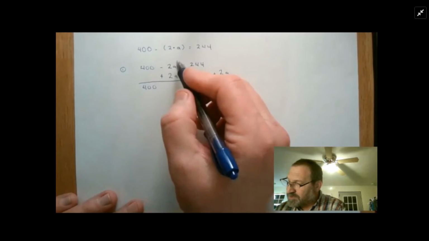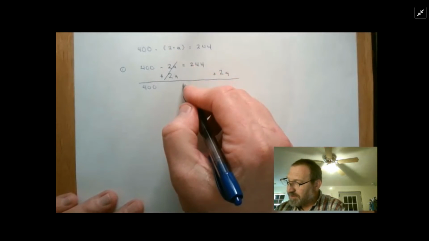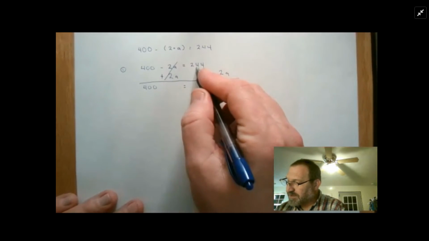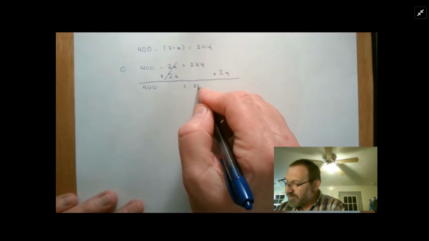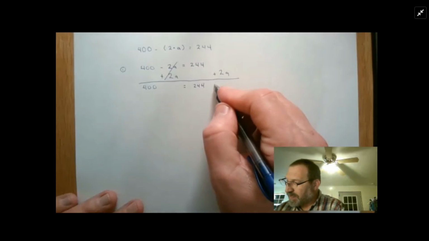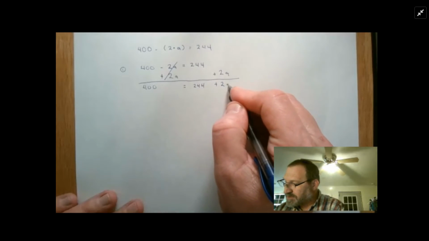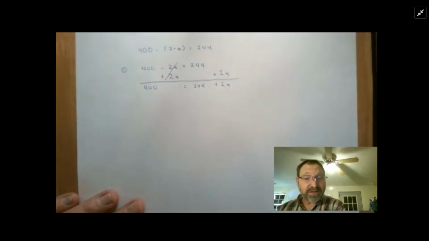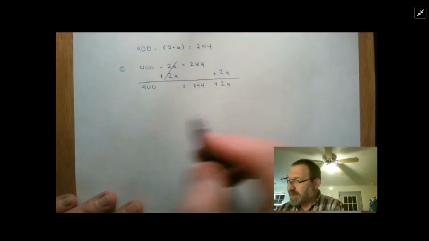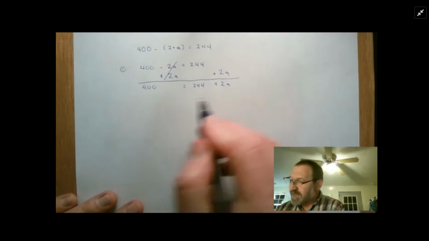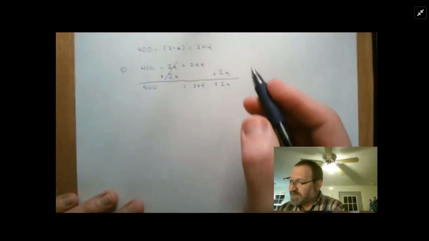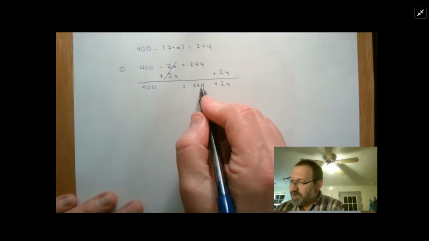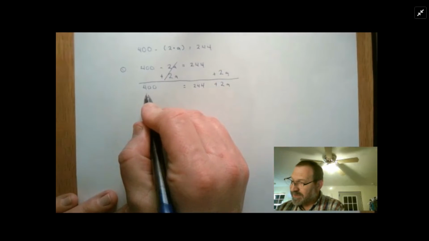Minus 2a plus 2a cancels out. Our equal sign comes down. 244 comes down, and plus 2a comes down. Well, I'm getting closer to what I want, and that is that I now have letters on one side, but unfortunately I have numbers on both sides. So I've got to get this 244 over to the left-hand side.